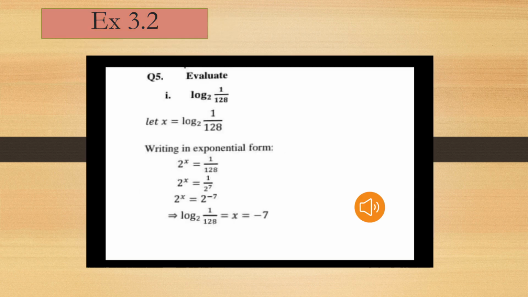Students, now I am going to explain the first part of question number 5. That is log base 2 of 1 over 128. First of all, we will suppose this number is equal to x. In the next step, we will convert this logarithmic equation into exponential form. So for converting this logarithmic equation into exponential form, we will write 2 in base, x in exponent, that will be equal to 1 over 128.